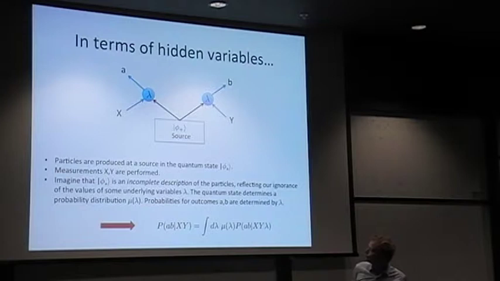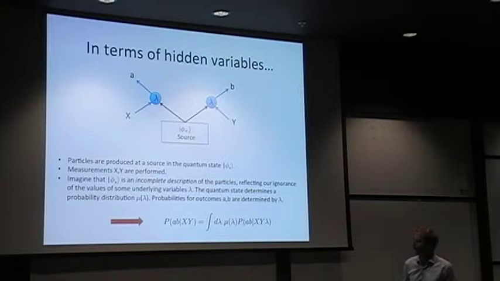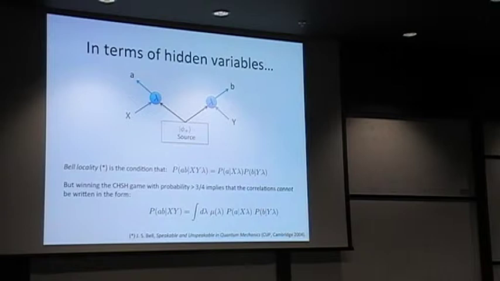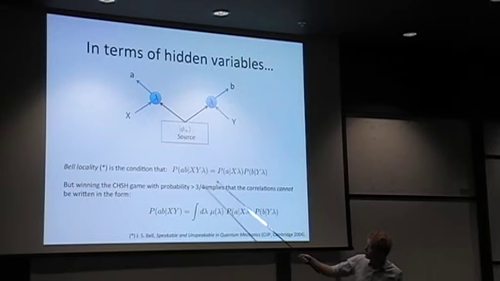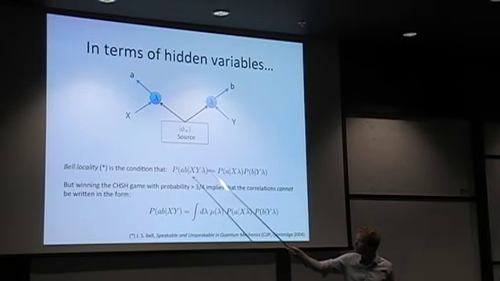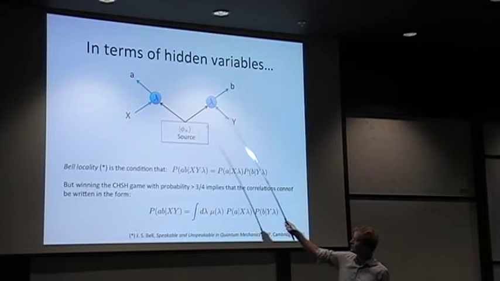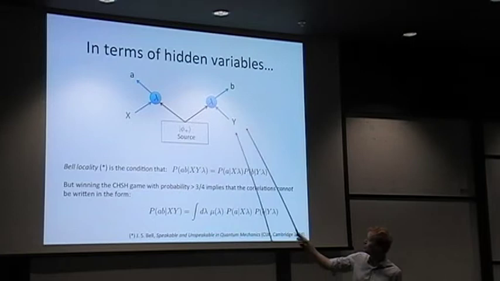A quantum state will determine the probability distribution mu over lambda. Probabilities for outcomes a, b are determined by lambda. And that means that the joint probability for getting outcomes a, b, given that x, y were measured, will be written like this. And having presented things this way, Bell introduced the condition I'll call Bell locality, which is the condition that once you condition on a particular value of lambda, then this thing factorizes. And furthermore, this term here doesn't depend on y, and this term here doesn't depend on x. And that makes sense if you think that these measurements are widely separated in space, because essentially we're saying that, for example, Alice's outcome shouldn't depend on Bob's choice of measurement, and vice versa.